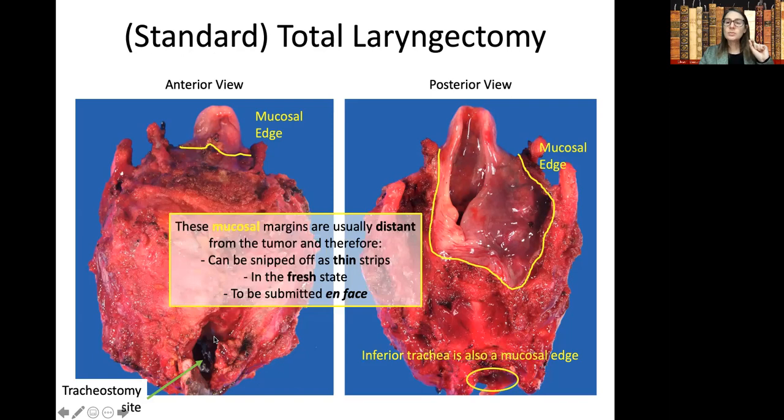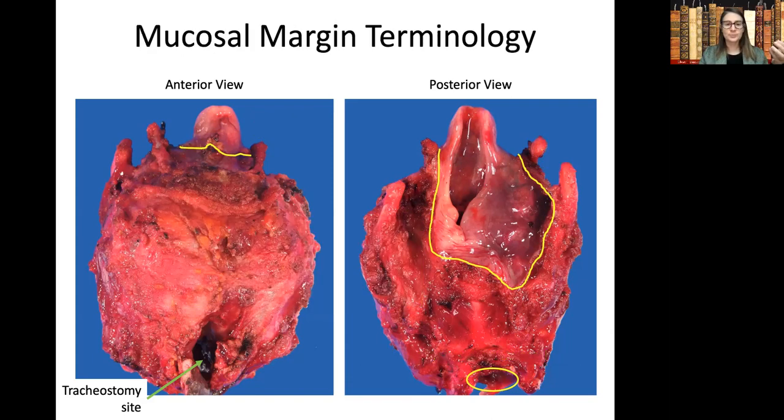So the mucosal margins are generally distant from tumor, and therefore I often recommend that they are snipped off as very thin strips in the fresh or even fixed state to be submitted as en face margins. And in this case, what's snipped off is a very thin, 1 to 2 millimeter edge of mucosa without any adjoining soft tissue that is placed in the cassette en face.